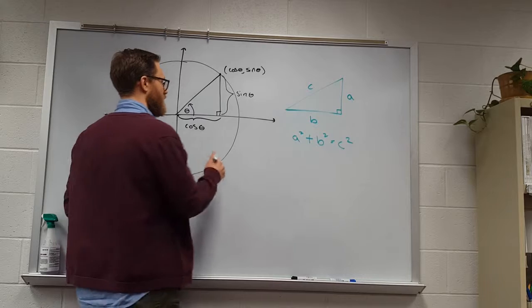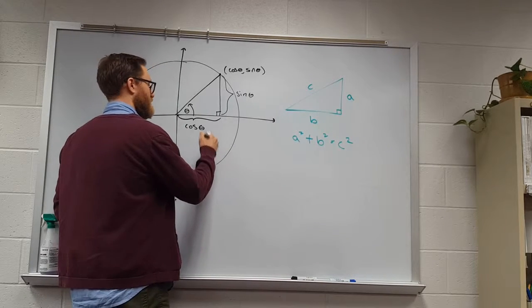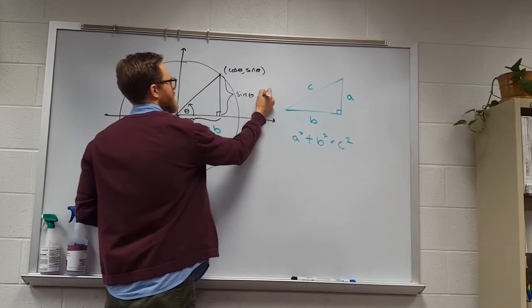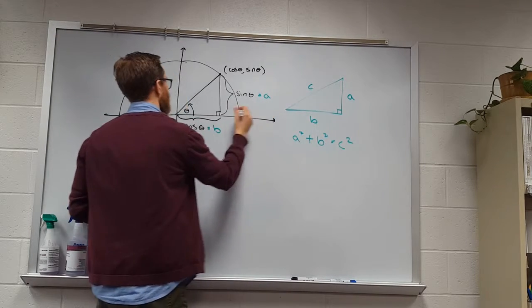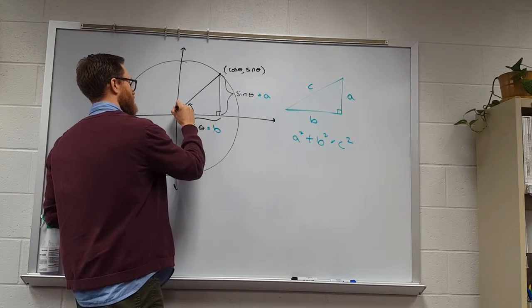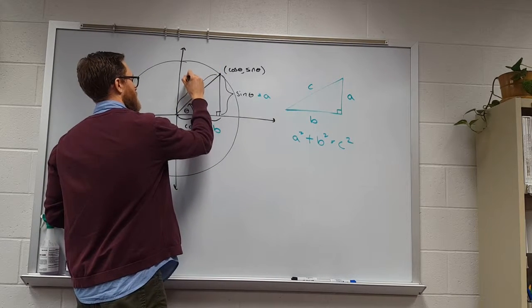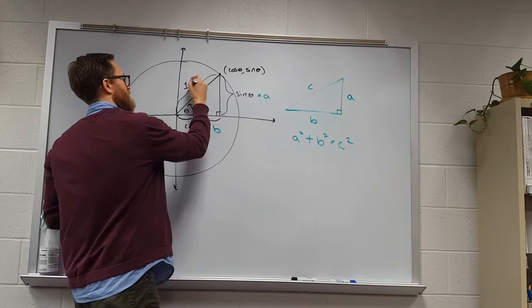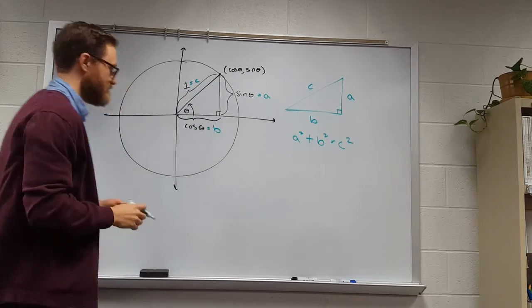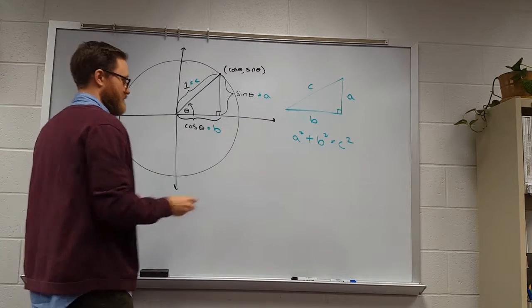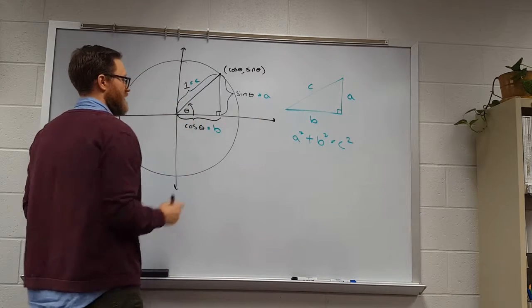So we're going to label the sides of this right triangle with A, B, and C. So we're going to call this B, this A, and the unit circle, the radius of it, is 1. And we're going to call this C. So let's go ahead and apply the Pythagorean theorem to this triangle right here.